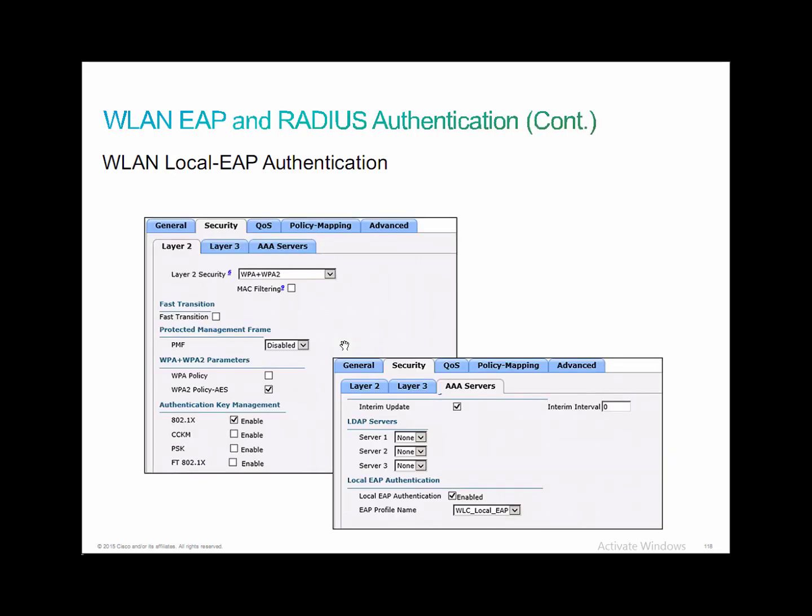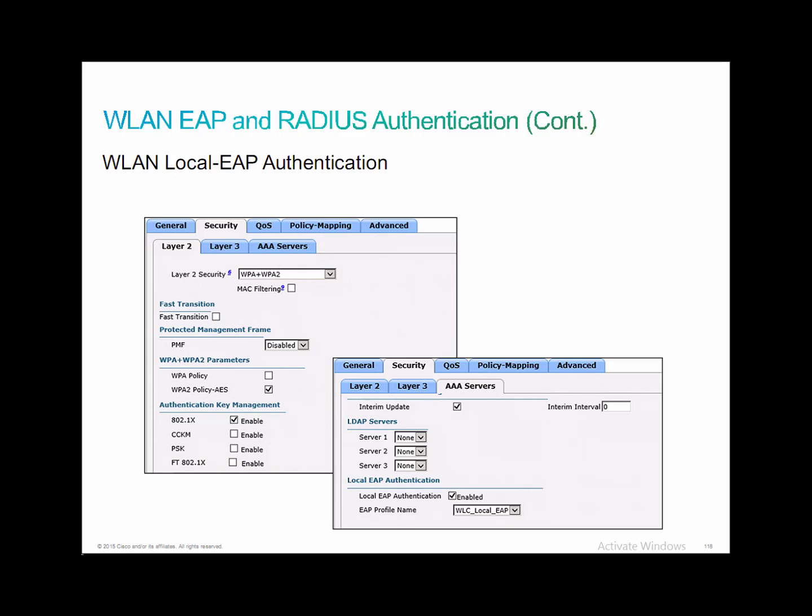Now, if I go to the security tab, this is where I can specify all my layer 2 security uses with WPA2, my policy AES, my authentication key management of 802.1x, and so on. I can also specify my AAA servers, but in this particular case, because this is local EAP authentication, we're not going to use any AAA servers, but we're going to choose the local authentication using the local EAP profile that we had previously configured. That's this one here. So we're not specifying our LDAP servers, we're just specifying our EAP profile that we previously configured.